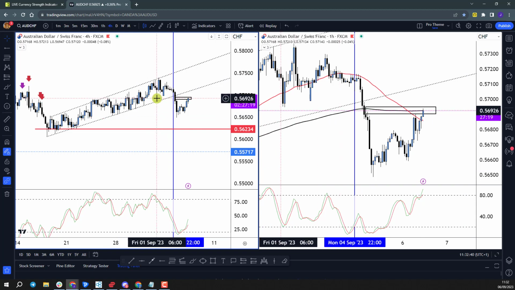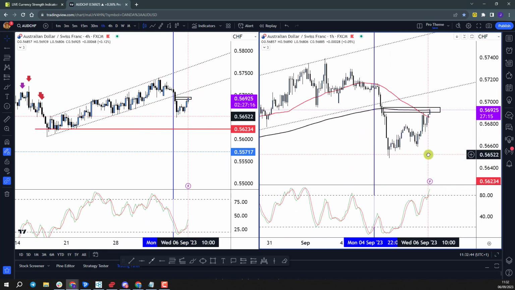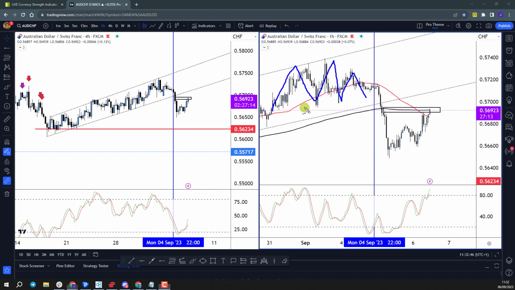If we look at it from the 4 hour and hourly point of view, if I look to the right there on that hourly chart, we can see there's almost like a head and shoulders pattern that price has traded through. So maybe price is going to try and push a little bit higher first before we see any kind of downside momentum. Again, this goes hand in hand with Aussie US dollar, I feel.